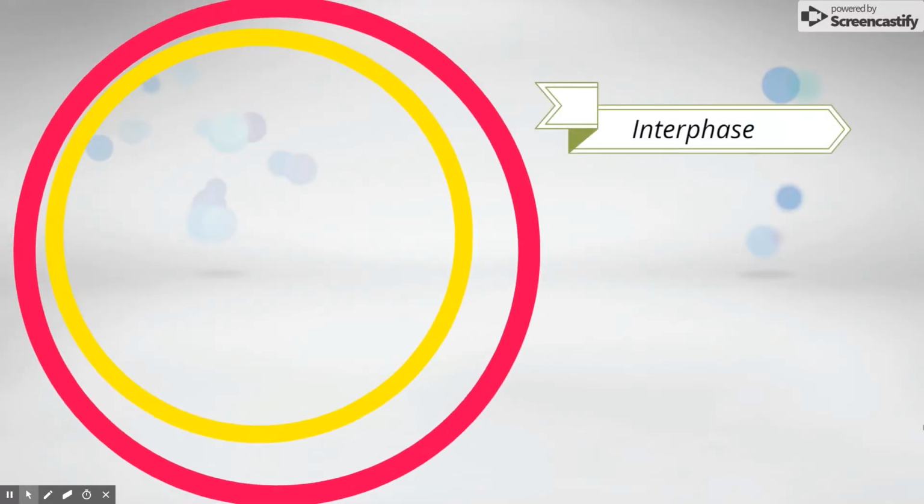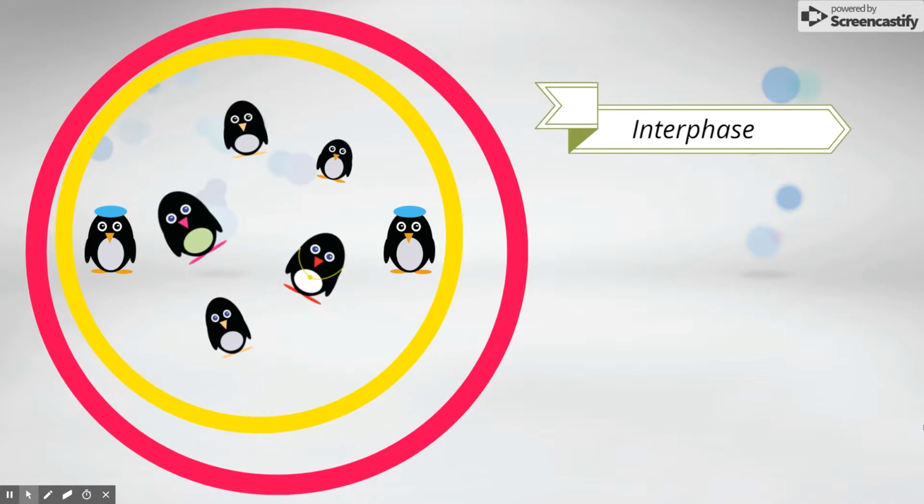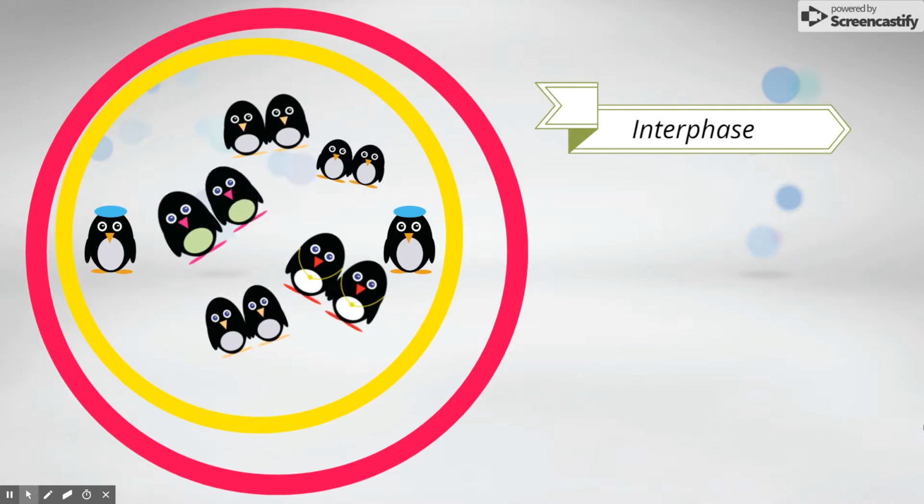But in order for all of this to happen, the first step is interphase. Here, all of the little penguins get a newly born sister penguin. And now, in our cell kingdom, we have 46 pairs of penguin sisters.